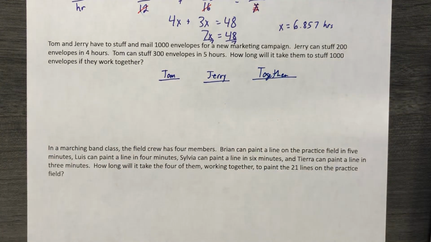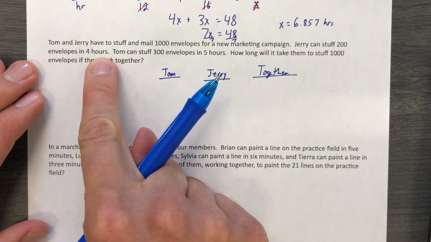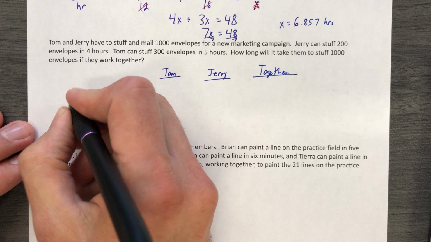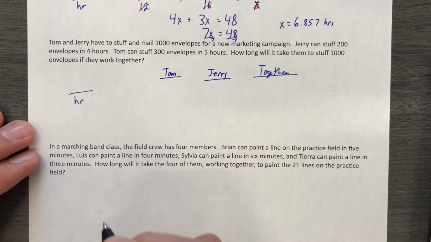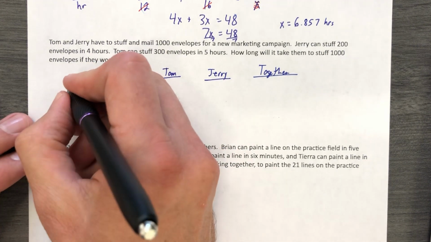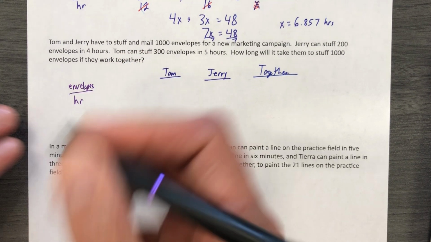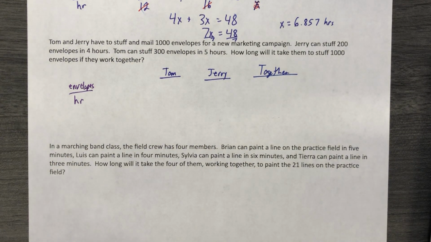Now, in this case, our rate is, well, quantity divided by time, and we're dealing with hours. That's our time. So if over here on the side you want to write something in purple or whatever, this is going to be hours. And the quantity of what? It's going to be number of envelopes. So envelopes per hour.